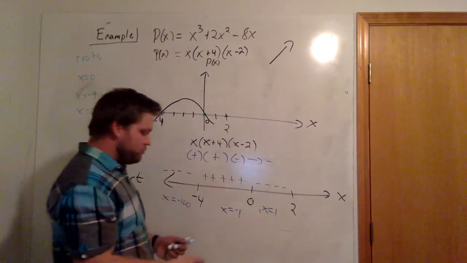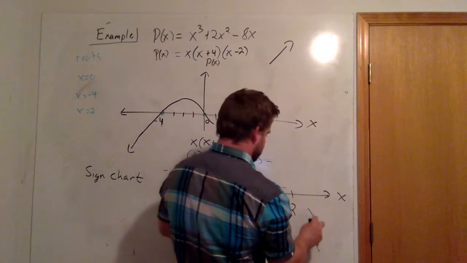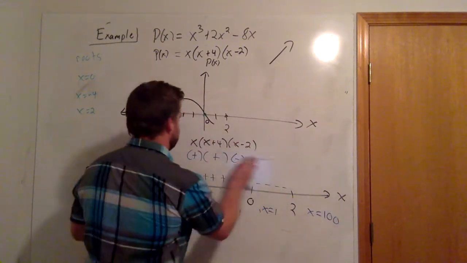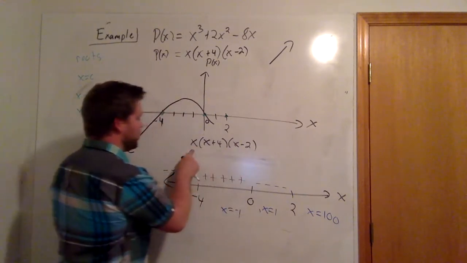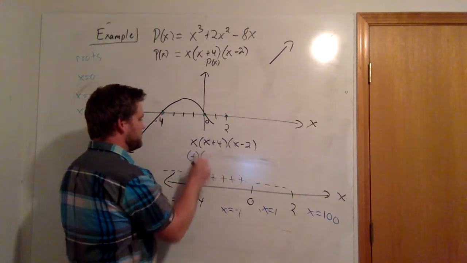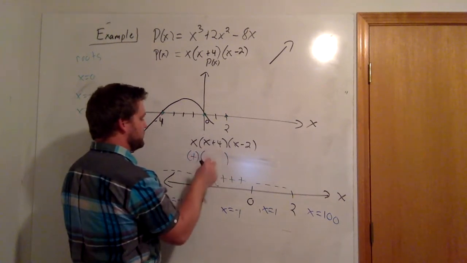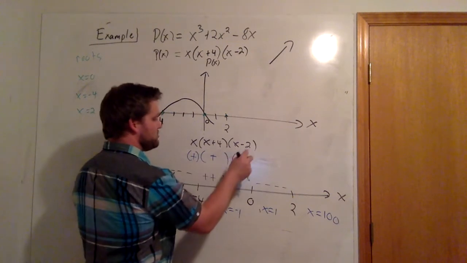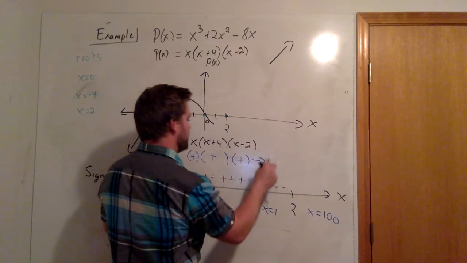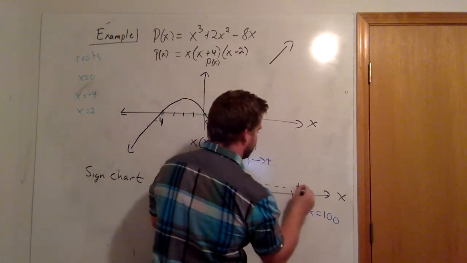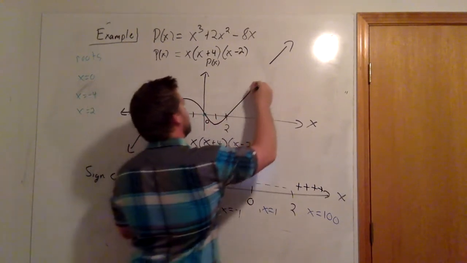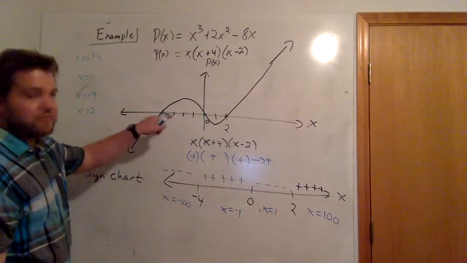Let's plug in any value bigger than 2. I don't know, could be 3. How about 100? Could be 1,000. Any number bigger than 2. If I plug in 100 for x, 100 plus 4 is a positive value. 100 take away 2 is another positive value. A positive times a positive times a positive is a positive. So the graph is going to become positive. So the graph has come up and connected. So here is a graph of this polynomial.